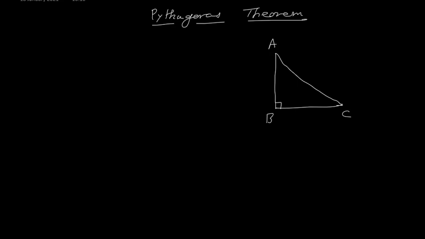So always right angle is shown by this symbol what I have drawn, something like a square, and this indicates that this angle is 90 degree. Now the side opposite to this angle is called hypotenuse. This you know. So this side AC is hypotenuse.